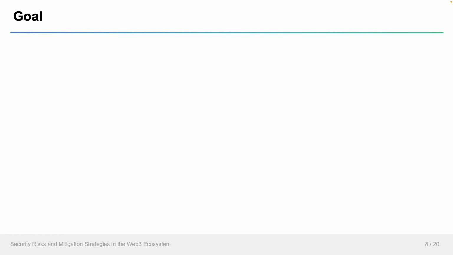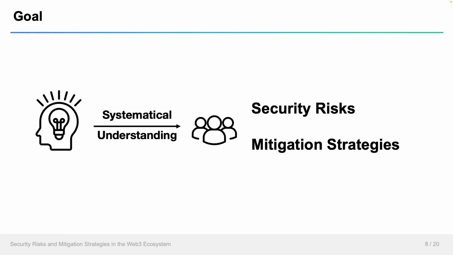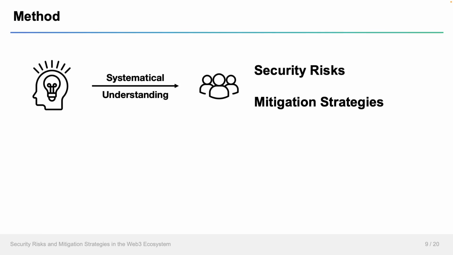So, our research goal is to establish a systematic understanding of user-perceived security risks and mitigation strategies within the Web3 ecosystem. First, we aim to explore the user interaction framework in the Web3 ecosystem through observational studies, thereby gaining a comprehensive understanding of interaction scenarios within this ecosystem.